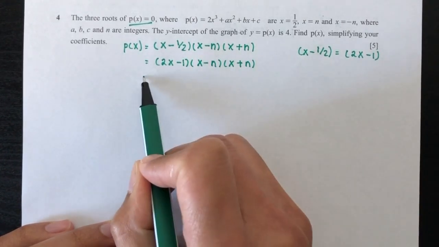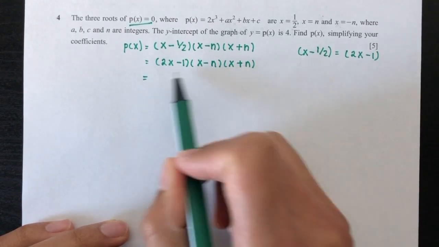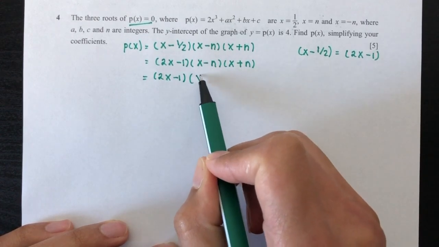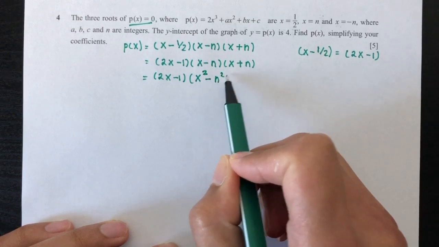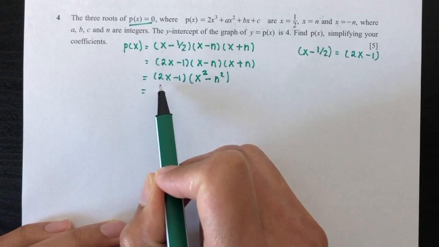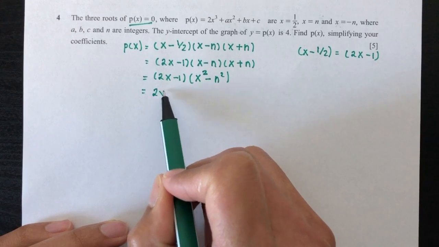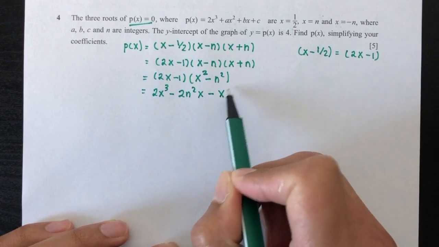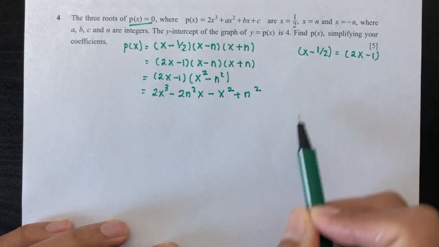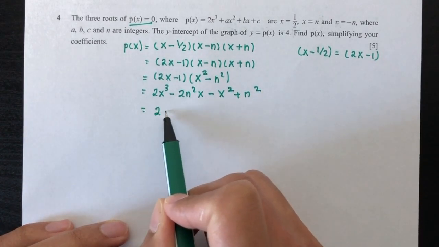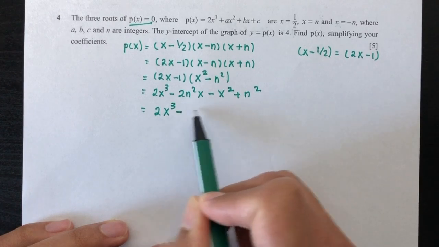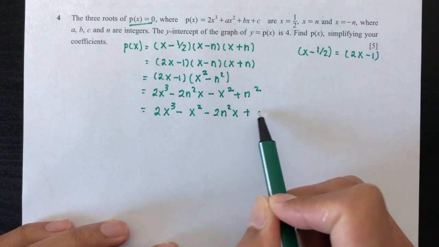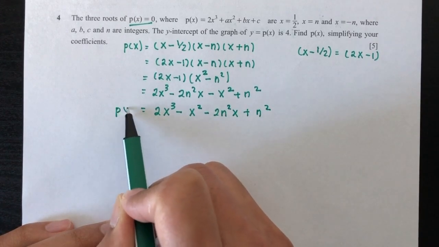Now let's expand this. So let's do this one first. This will become x squared minus n squared. And here, one by one, we will have 2x cubed minus 2n squared x minus x squared plus n squared. So rearrange this, we'll have 2x cubed minus x squared minus 2n squared x plus n squared. So that will be our p of x.